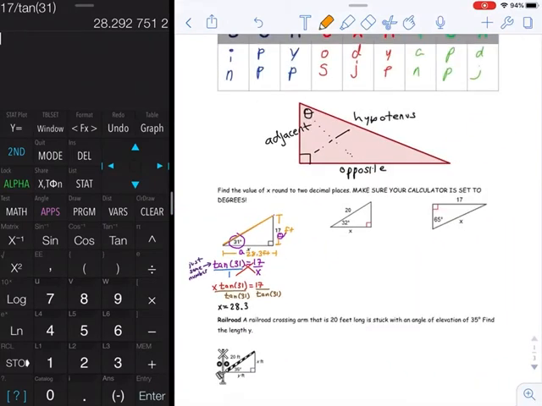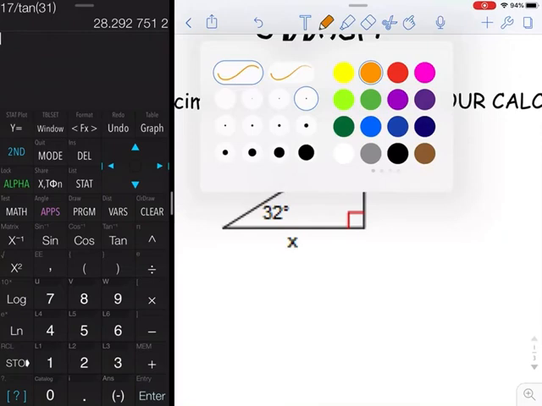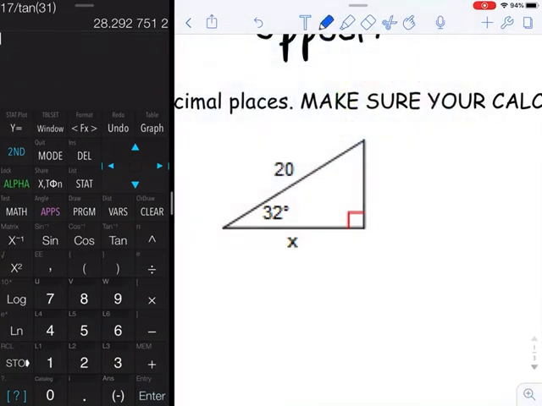Alright, so that's just one problem. Let's progress on to more problems. Again, trig's a little goofy at first. Hopefully you're starting to feel better from yesterday to today, so on and so forth. The more we practice, the better it will get.